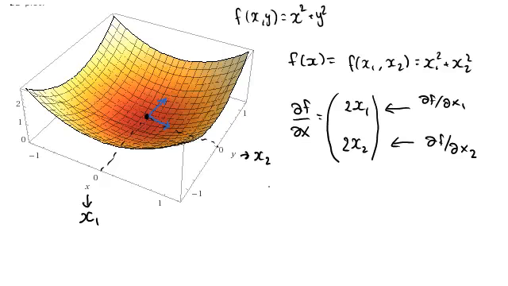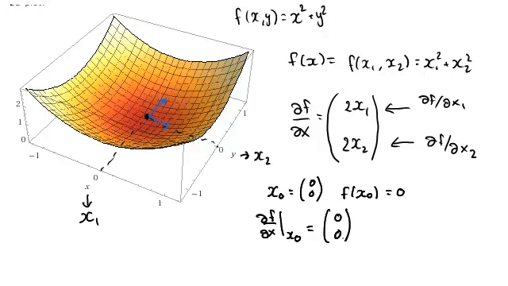For example, for x0 being the 0 vector, f of x0 is equal to 0. This is the point at the bottom of the bowl. For this point, the derivative is the 0 vector. 2 times 0 is 0. And that tells me that if I begin at the bottom of the bowl and move just a tiny bit in the x1 direction, nothing happens to the function. Same thing if I move in the x2 direction.